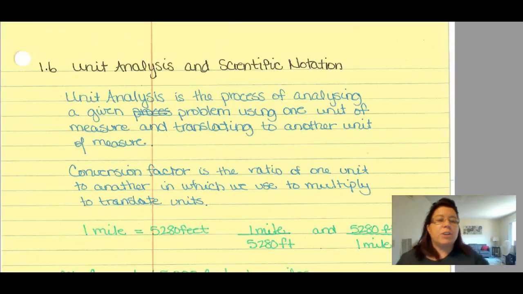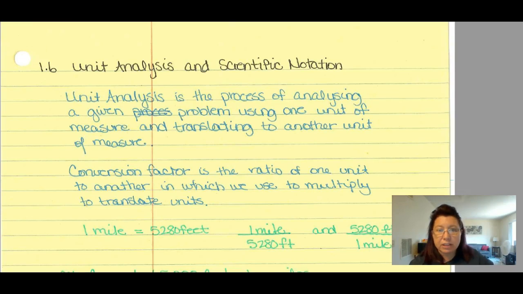All right, let's move on to unit analysis and scientific notation. Unit analysis is just the process of analyzing a given problem using one unit of measure and translating it to another unit of measure. So for example, if I'm trying to make a recipe and I only have a quarter cup measure or a teaspoon and I need a cup, I need to figure out how many teaspoons are in a cup. Okay, it's just translating one unit of measure to the other.